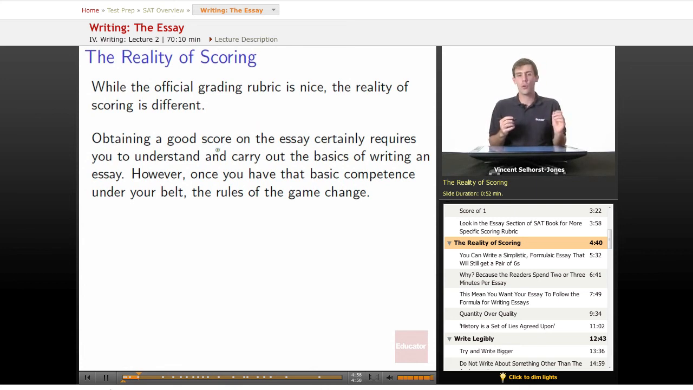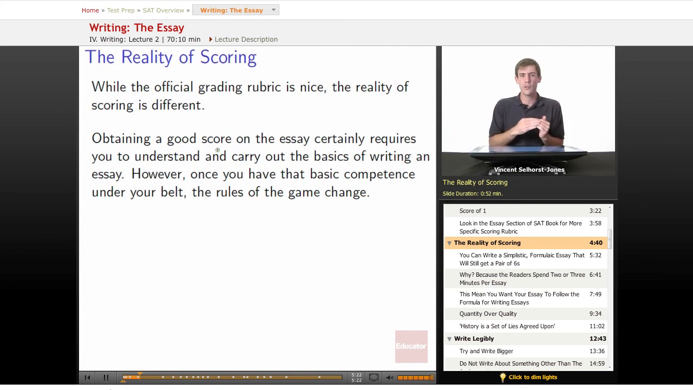So obtaining a good score on the essay will require the ability to write a basic essay. You have to be able to carry out the basics of writing an essay. You have to be able to write sentences, have that paragraph structure, have examples backing up a thesis, have a clear thesis, have a conclusion to your argument. You need all those things, but you've been working on those since middle school, if not even earlier. So that's the thing that's absolutely necessary.